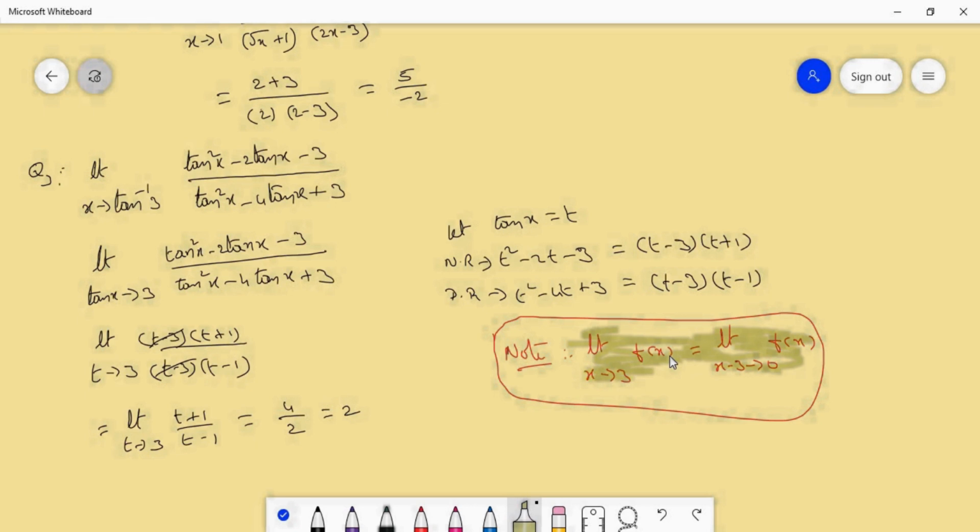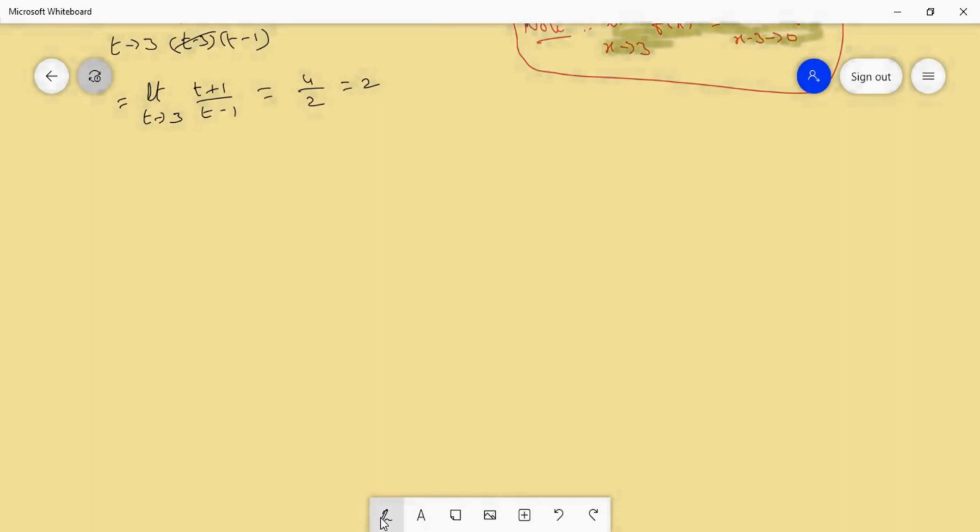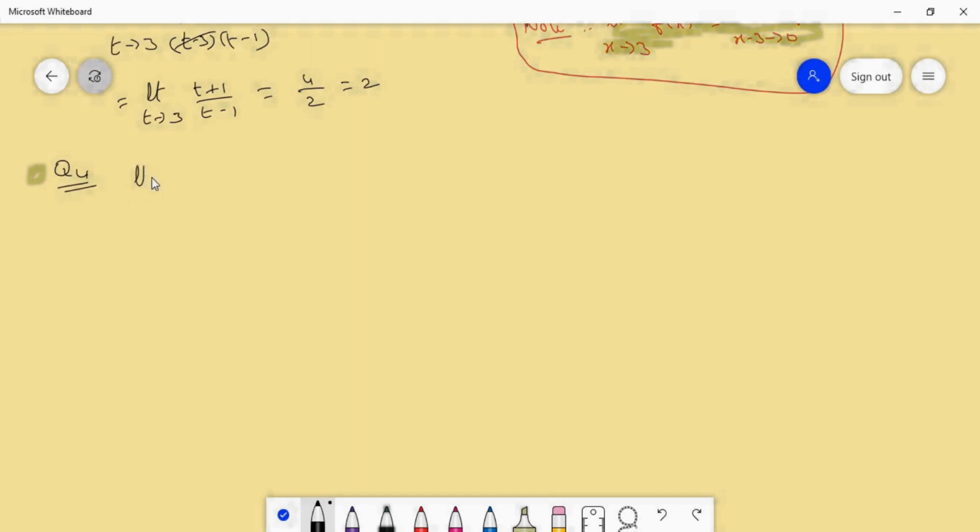Okay. Next. One more example. This is very important, and a nice problem it is. Problem number 4, the fourth question. Limit x tends to 2a, (root over x minus 2a plus root x minus root 2a) by root over x square minus 4a square. This is the question. What to do here?